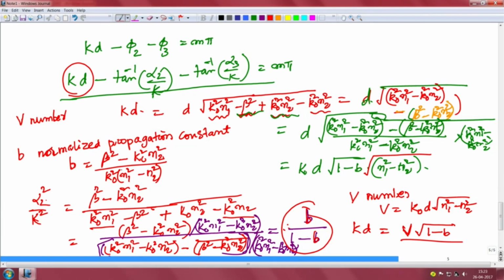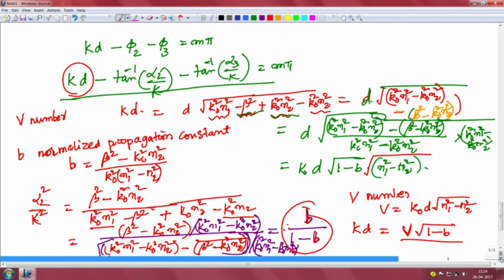You observe that the exercise that we are doing is to eliminate as many constants as possible to appear in this equation for the propagation constant beta. You have for alpha 2 by k, only one parameter b.